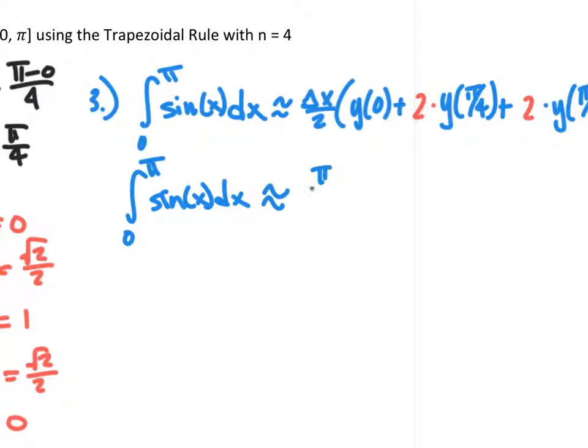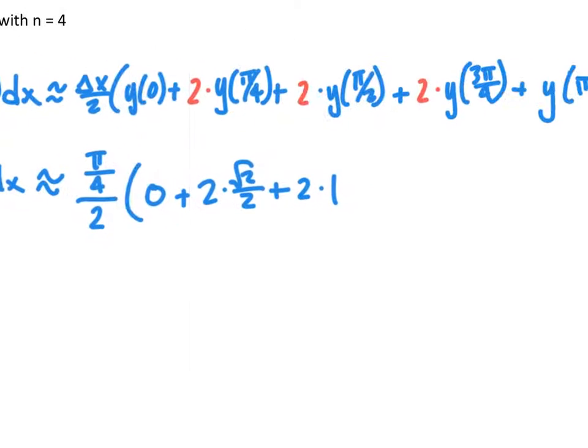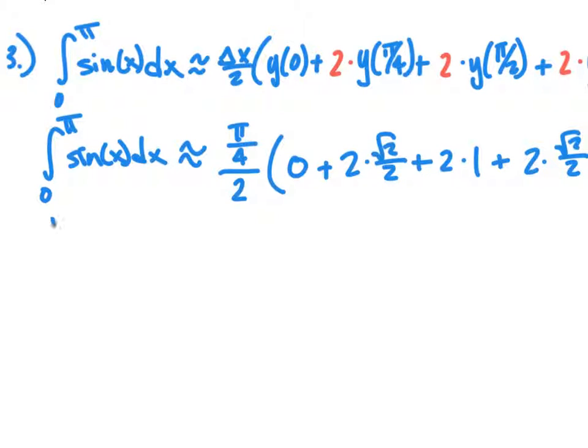So I've got pi over 4 divided by 2, okay? And I've got 0 plus 2 times the square root of 2 over 2 plus 2 times 1, and then plus 2 times the square root of 2 over 2, then plus 0 again. So this one isn't terrible, but let's go ahead and write it.